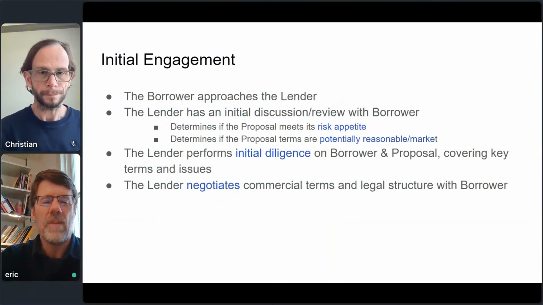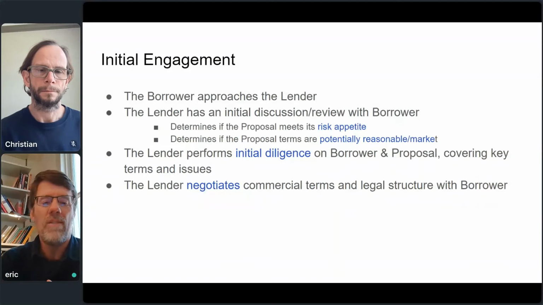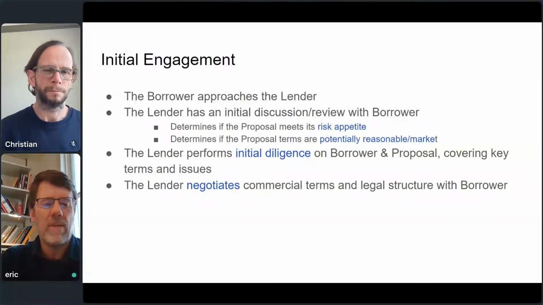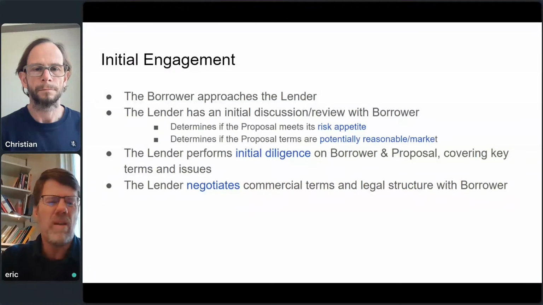All right, the initial engagement. The borrower approaches the lender with their proposal. The lender is going to have an initial discussion and review with the borrower. So, what is the lender going to do? I've been more in the lending seat than the borrowing seat, but in a sense, the lender wants to say, hey, does this asset and proposal meet my risk appetite? If I only want short duration assets or only investment grade assets, does it check those boxes? At the end of the day, when you're a lender, you're really looking to throw out very quickly everything that doesn't meet your key hurdles. You don't want to spend any more time than you have to on stuff that's not going to make it.